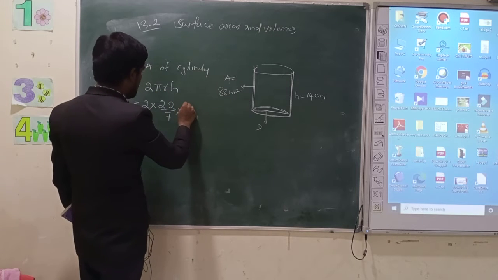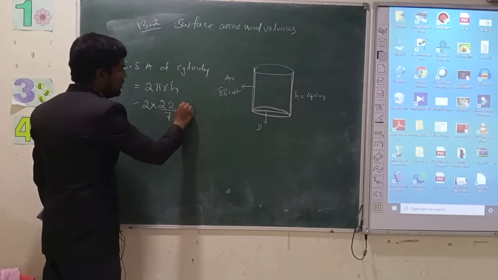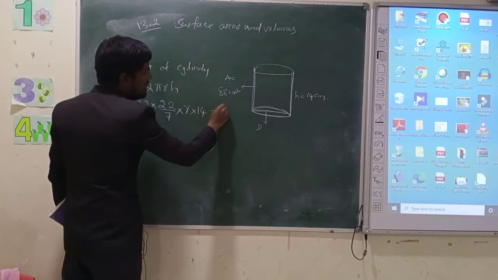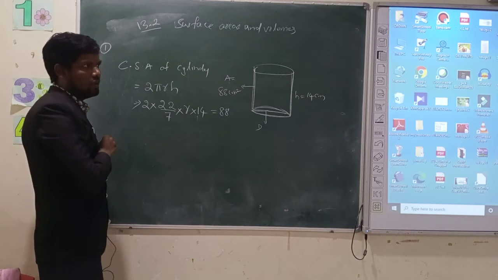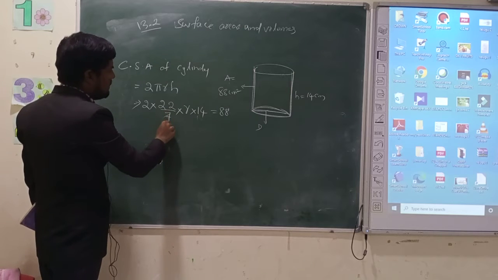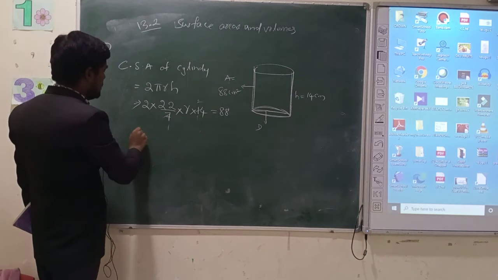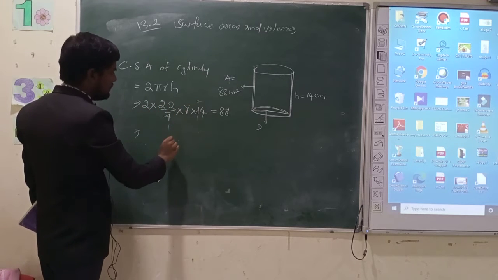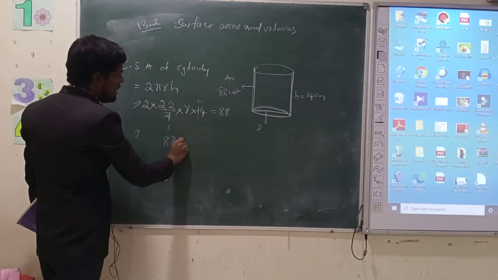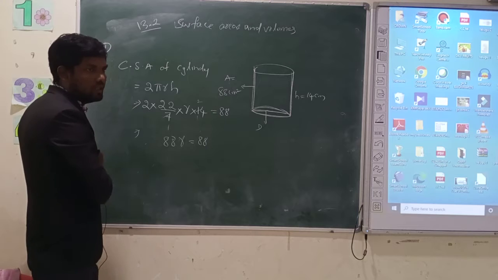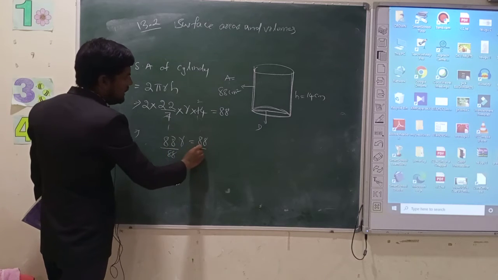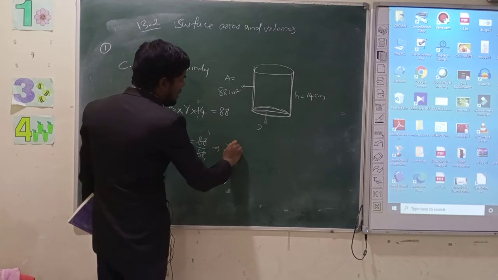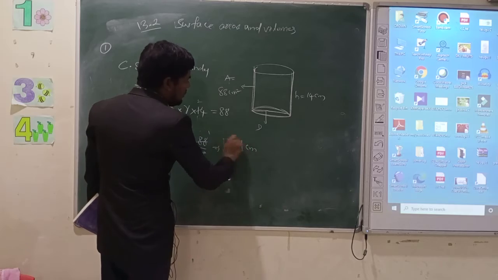The r value, do we know the r value here? No, sir. H value is how much? 14. So total area is how much? 88 centimeters square. Now simplify this one. 7 ones are 7, 7 twos are 14. 22 twos are 44, 44 twos are 88. So 88 into r is equal to 88. Both sides divide by 88, 88 will cancel. Therefore, r is equal to 1 centimeter.